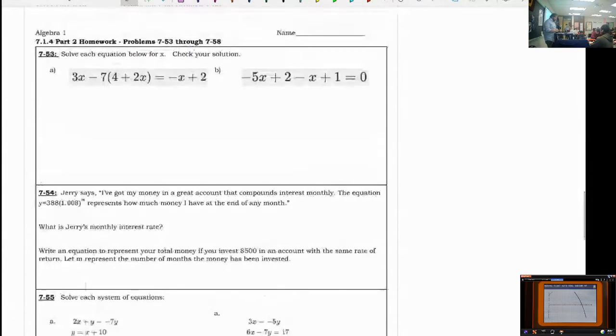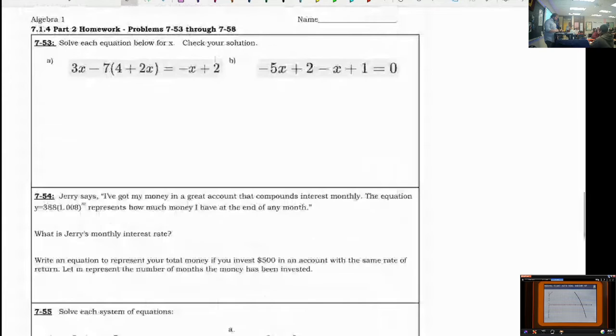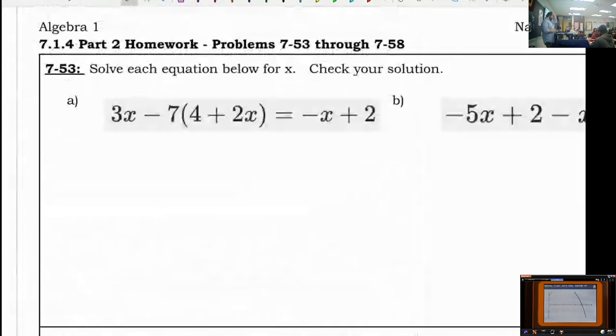This is a homework tutorial for 714 Part 2, problems 753 through 758. We'll get as many as we can done before the bell rings for First Hour, and then I'll probably just keep going. So let's jump right into question A.